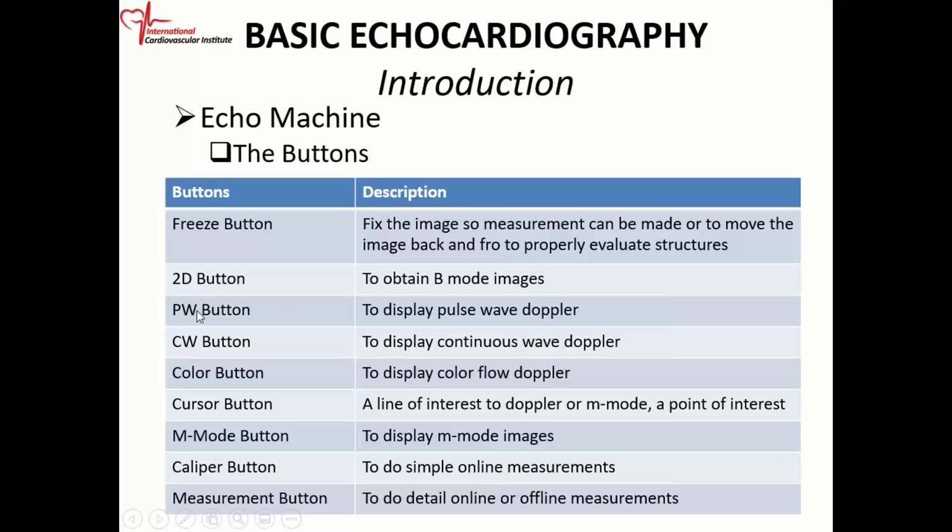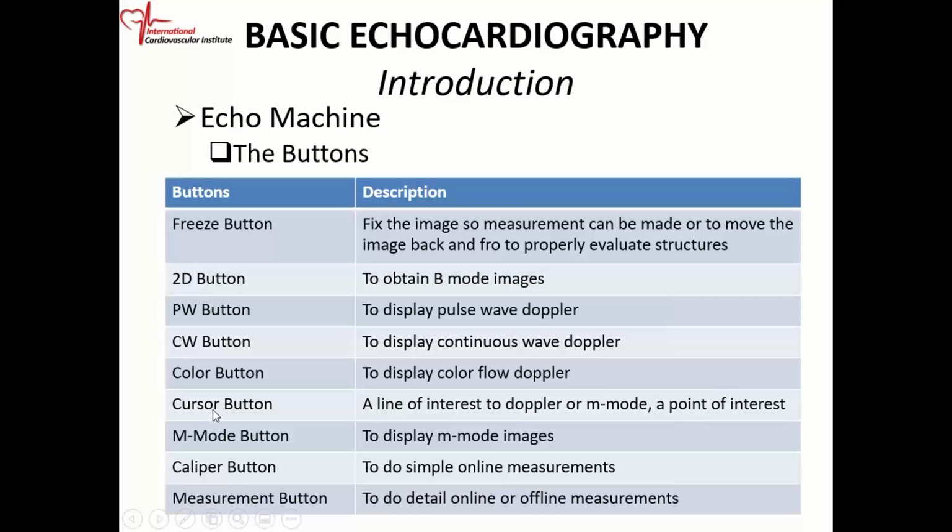Again, there's a PW button. So Doppler, we're going to go into Doppler. Right now, you have no clue what Doppler is. Don't worry about it. But there's a button. When we press that, you get a pulse wave Doppler. And then there's another button, CW. When you press that, this displays continuous wave Doppler. So CW stands for continuous wave. And you will understand what that means later on. Don't sweat that right now. And then there's a color flow button, and it's going to display color flow Doppler.